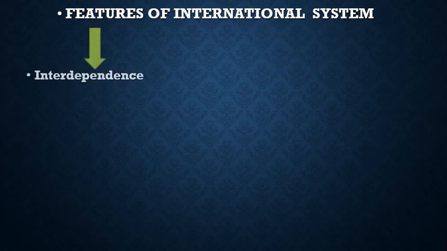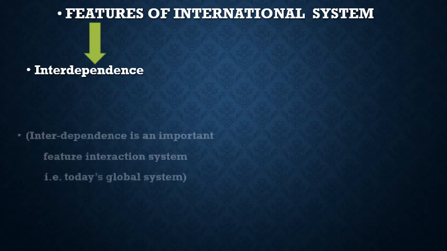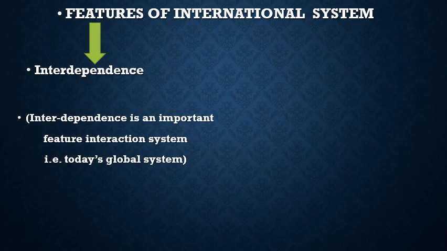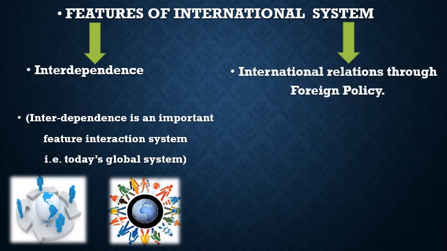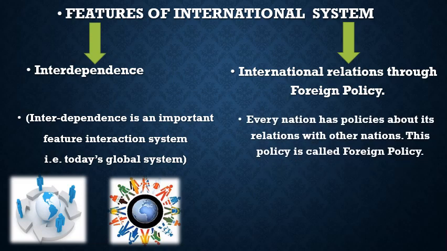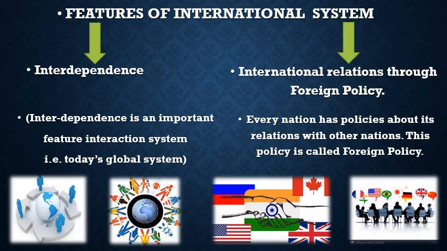The first one is interdependence. All the countries of the world are dependent on each other for one reason or the other. Even big nations have to depend upon other big and small nations. Thus, interdependence is an important feature of the international system, that is, today's global system. The second feature is international relations through foreign policy. Every nation has a policy about its internal dealings, as also about its relations with other nations. Such a policy is called foreign policy.